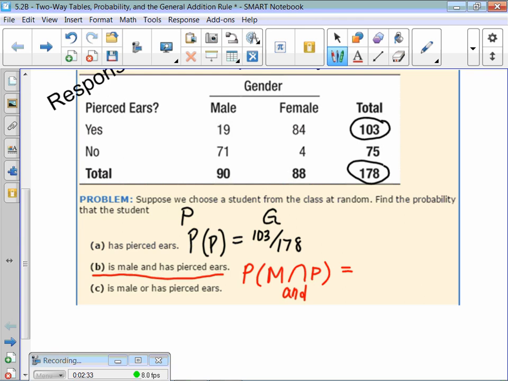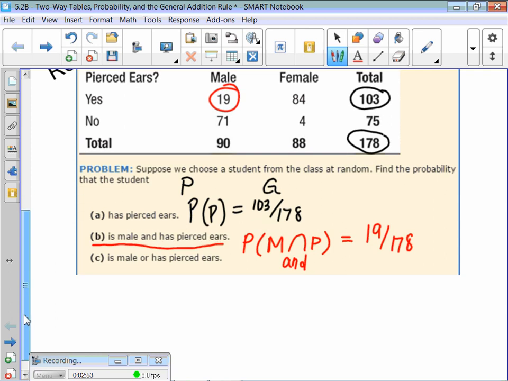So someone besides Grant, want to tell me what's the probability, out of everyone in the class, that people are male and have pierced ears in this survey? Bert. That is right. 19 out of 178 are the males that have pierced ears.